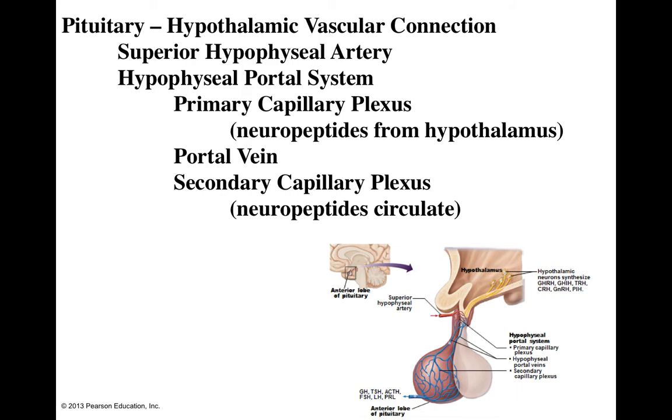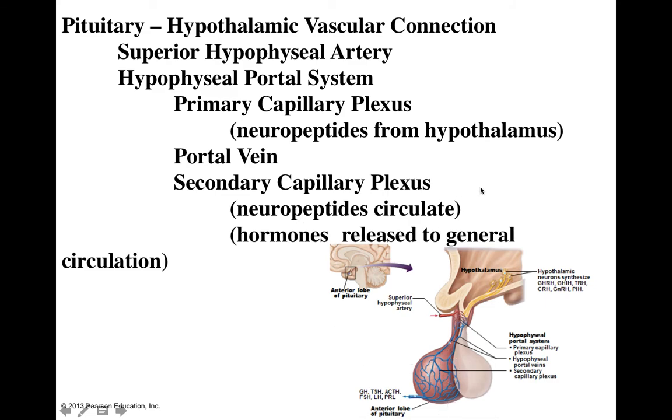Now, those neuropeptides that were released from the hypothalamus will begin to circulate through the secondary capillary plexus, which, just to remind you, is making its way through the entirety of the anterior pituitary gland. And in turn then, the anterior pituitary gland will release hormones to the general circulation. And in this case, almost all of the hormones, it could be argued that all of the hormones we're discussing here are considered tropic hormones. So they are tropic hormones, released by the anterior pituitary gland, that allow for other glands to release their hormones.